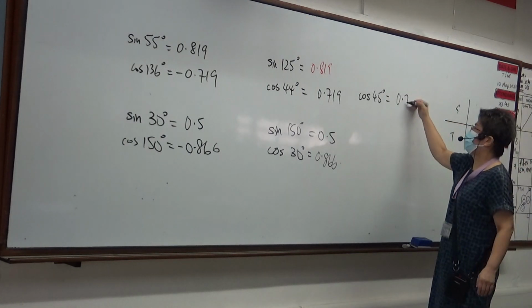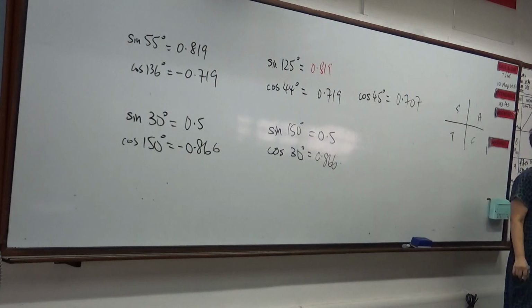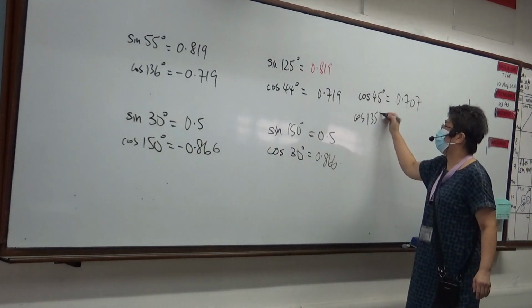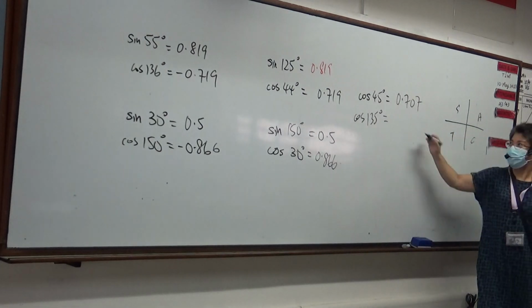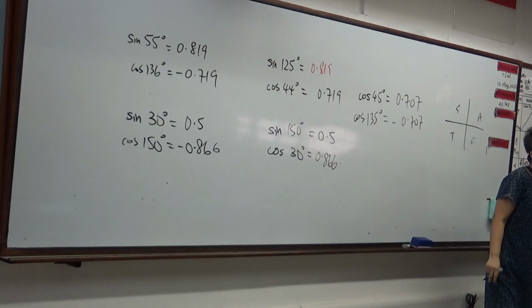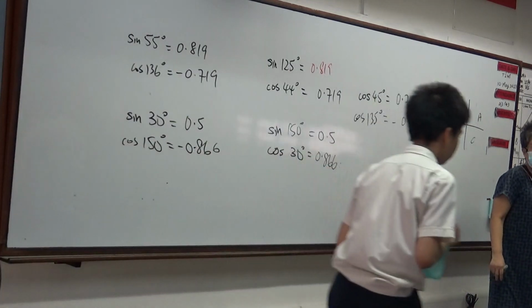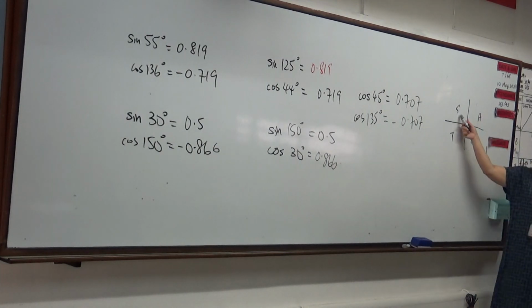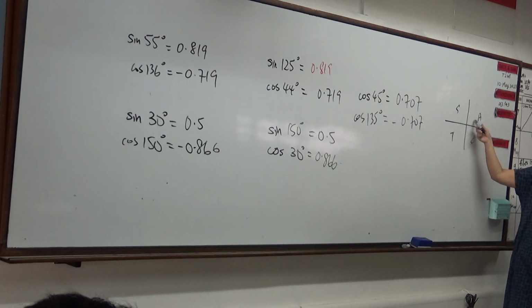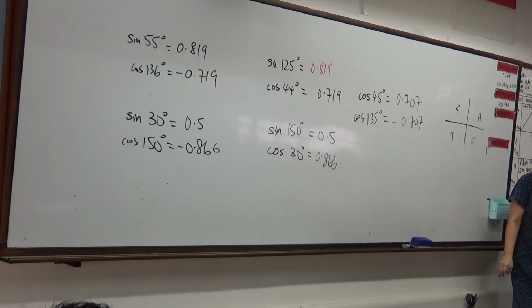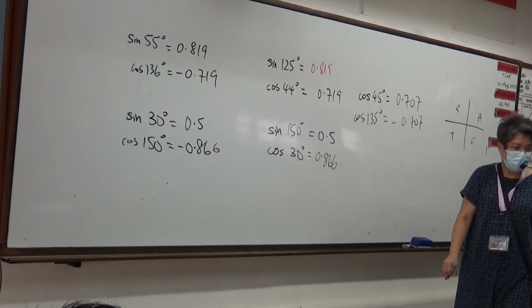Cosine 45 is 0.707. What is cosine 135? It's also 0.707 but what? Negative. Clear enough? So I repeat: only sine is positive for both. Cosine and tangent are positive for the acute angle and negative for the obtuse angle. Are you clear? So this here is very powerful. Everybody okay?